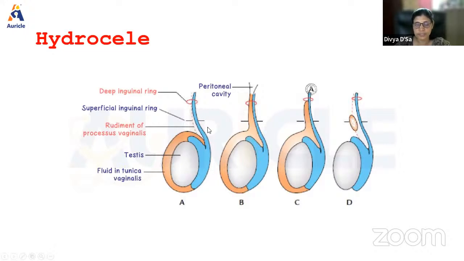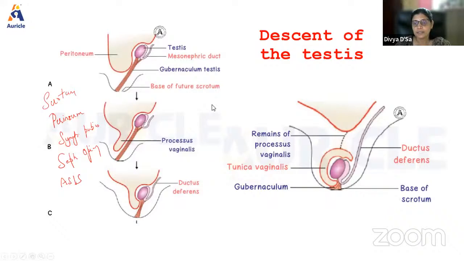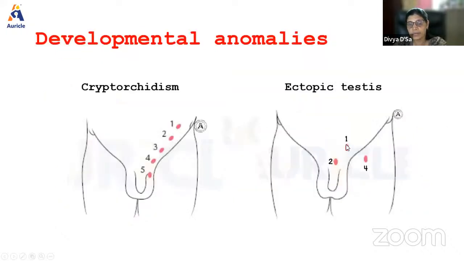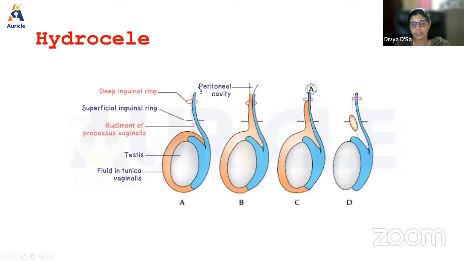After its descent to the scrotum, what happens is the processus vaginalis, which we see here, this is the peritoneal cavity, and this is the processus vaginalis. After the testis descends, it will obliterate, and it forms the tunica vaginalis. Sometimes it doesn't obliterate and it remains patent. When it remains patent, fluid from the peritoneal cavity can get collected around the testis and in the scrotal region, which we call the hydrocele. So these are the common abnormalities associated with the descent of the testis.